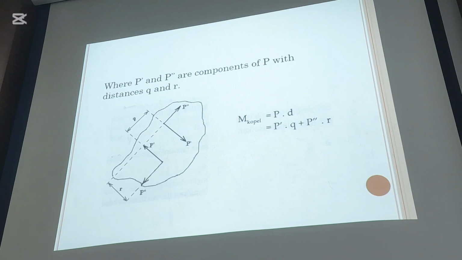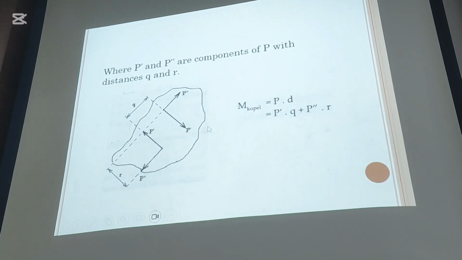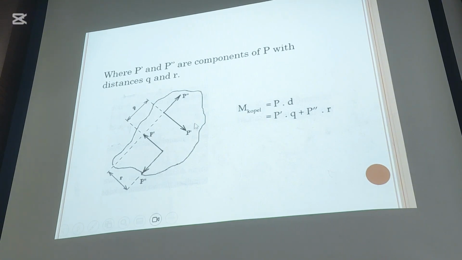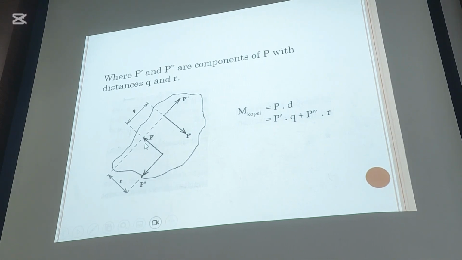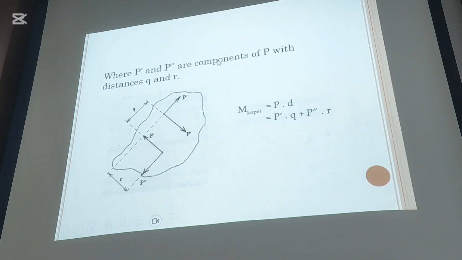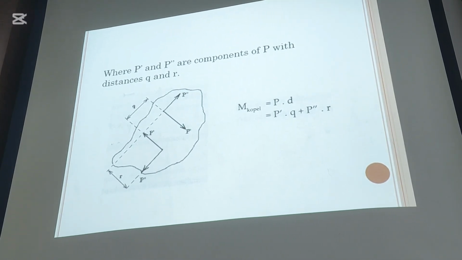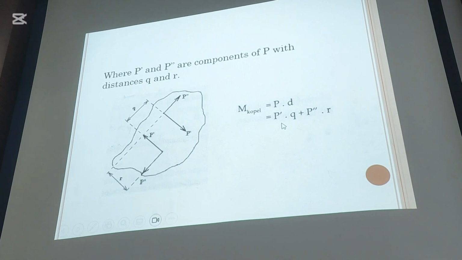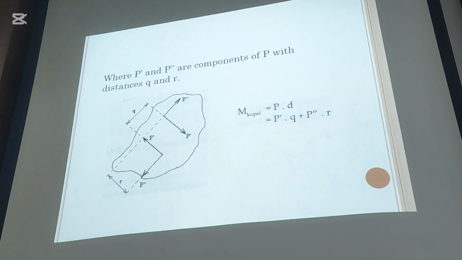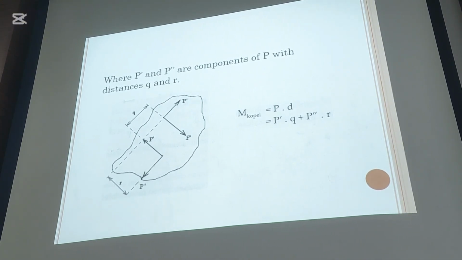If we decompose this, we have this: both P are the components of the original P in x and y axis. Here P accent and P double accent. And we know the distance Q and R in this case. So P accent and P double accent are components of P, with distance Q and R. So M couple is P multiplied with D, which is P accent multiplied with Q plus P double accent multiplied with R. That's the couple moment.